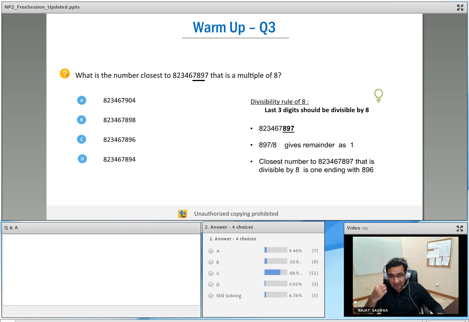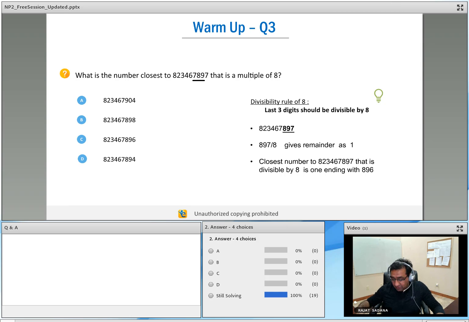So again, divide 897 by 8, it gives a remainder of 1, which means 896 is divisible. You choose that and you move forward. Again, divisibility rule of 8, last three digits should be divisible by 8. Now, next question, last two questions in this set. But again, you're seeing that the divisibility rules are what we are testing over here.